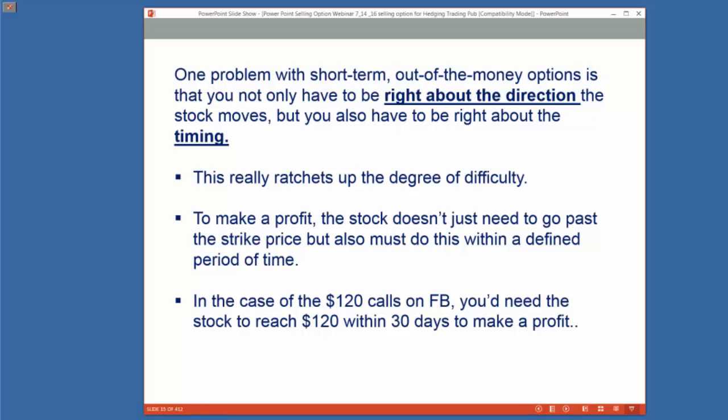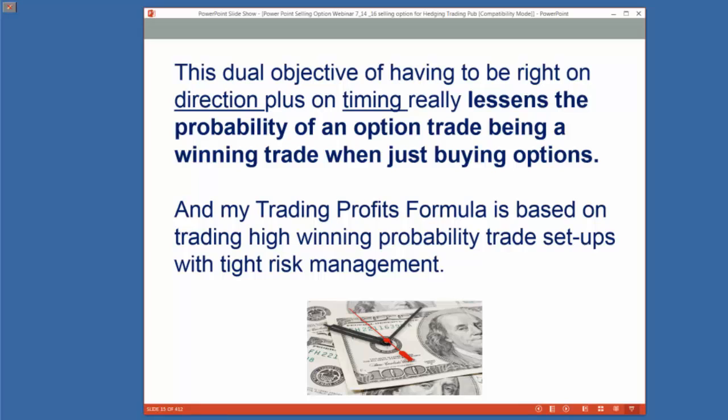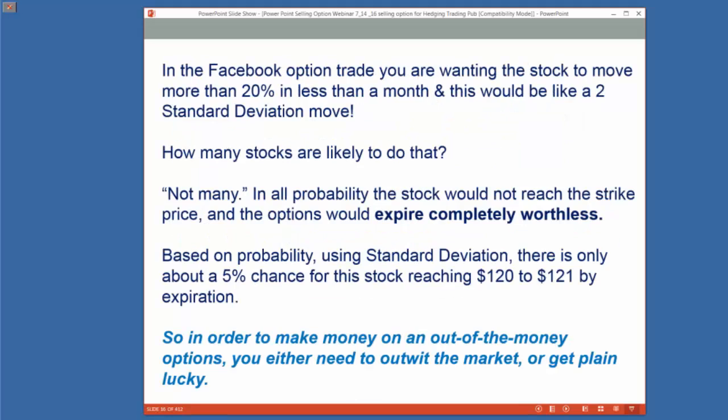So in the case of the $120 calls on Facebook, you need that stock to reach 120 within 30 days to make your profit. So it's this dual objective of having to be right on your direction plus timing that really lessens the probability of an option trade being a winning trade if you're just always buying options. And my trading profits formula is based on trading high winning probability trade setups with tight risk management. So you need to understand the cycles and then trade the appropriate strategy for the cycle you're in.